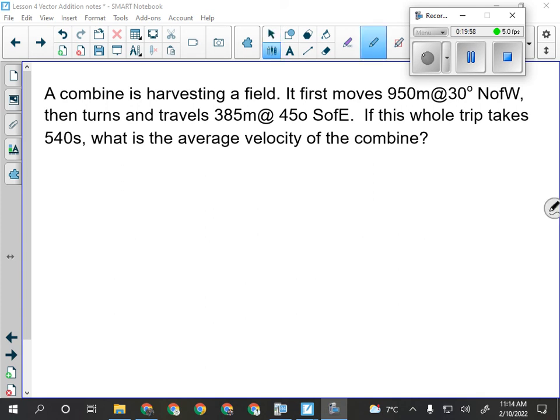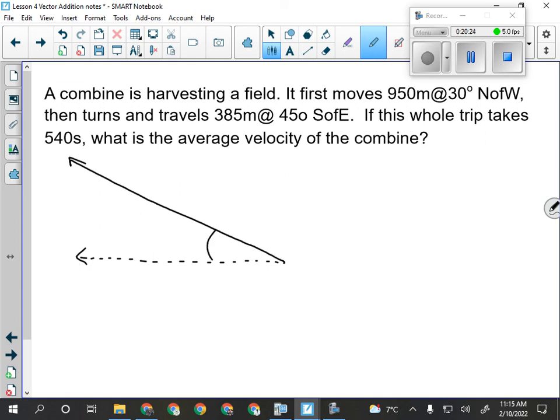Okay, so we have first it going north of west, and then we have it going south of east. So it's totally backtracking on itself. I'm going to start here in the middle, and I'm going to go 950 meters north of west. There's my reference line that's west. I'm going to go 30 degrees north of that. So this will be Y, this will be X, and this will be 950 meters.